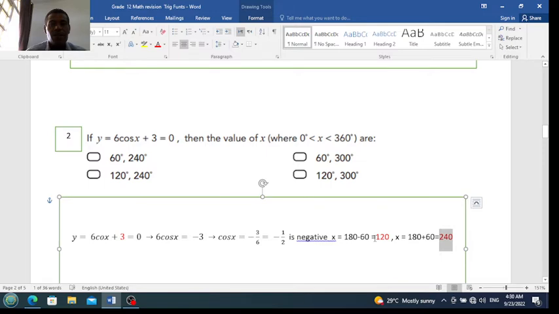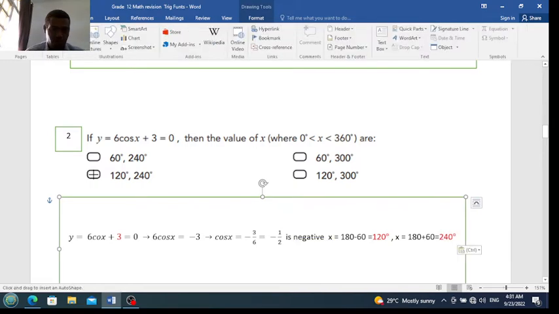So which one is the correct answer here? Is it 60? No, cosine of 60 is half. Cosine of 240 is negative 1 over 2. Cosine of 300 is half. Cosine of 120 is negative 1 over 2. But here, look, cosine of 120 is negative 1 over 2, and cosine of 240 is negative 1 over 2. So, therefore, the solution is, learners, the small c. This one is the correct answer.